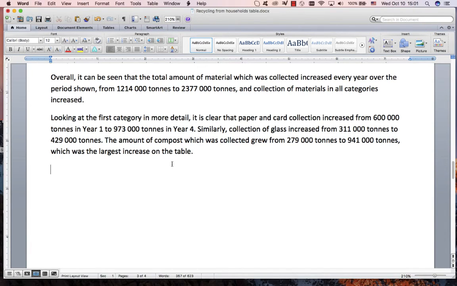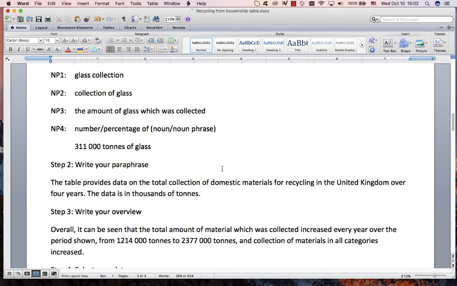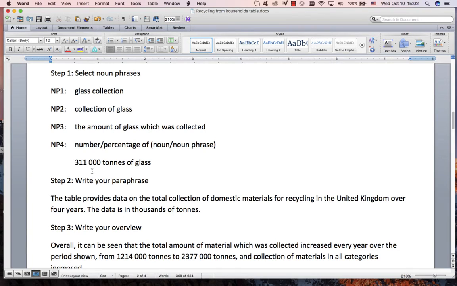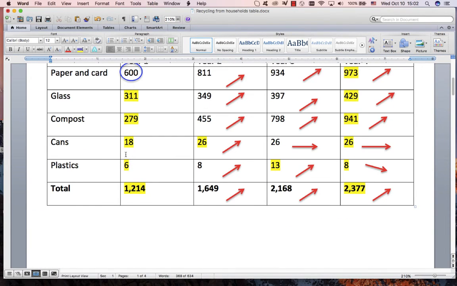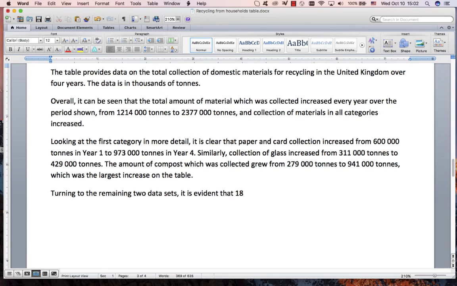Great. Turning to the remaining 2 data sets, it is evident that, all right, you've got that sort of language in your head, you've written it 100 times, you don't make any grammar mistakes with that, you've got some nice vocabulary. Really, it's important that you get these 100% right. Now, I want to use noun phrase 4. So, we're going to use a number, tons of cans. 18 tons of cans were collected. 18,000 tons. Great. So there we've used noun phrase 4.